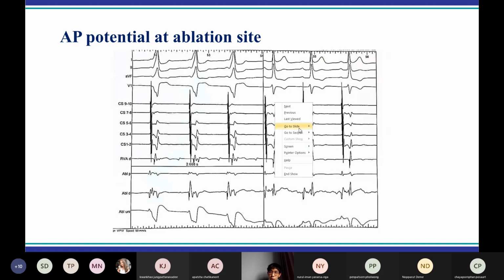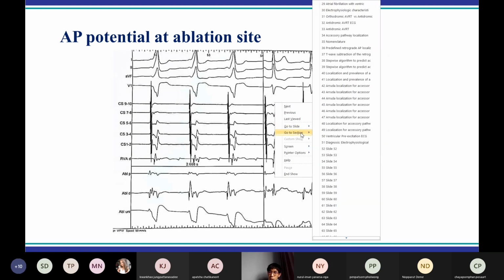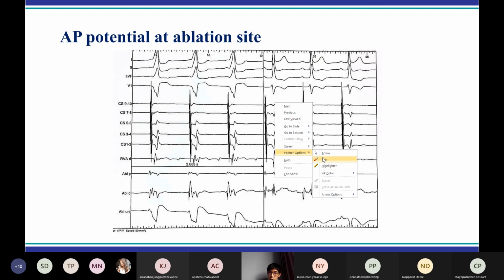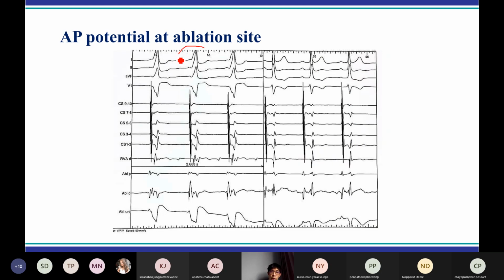This one is during the ablation site. You see that there is a pre-excitation here in this ECG, and in this ECG there is no pre-excitation, which means that the accessory pathway has already been eliminated.